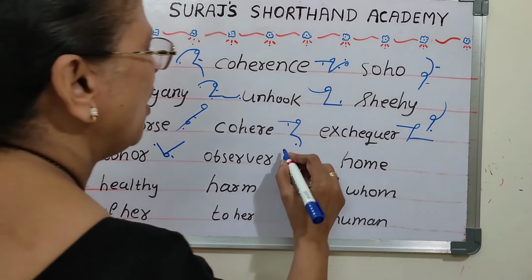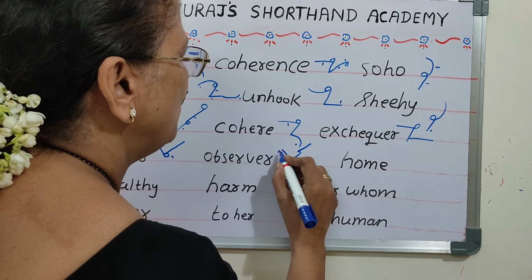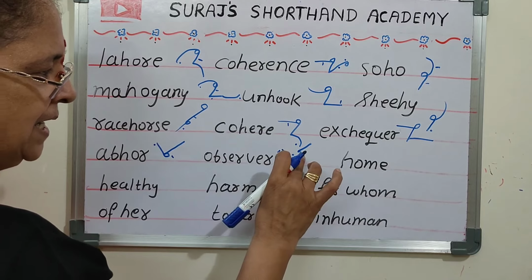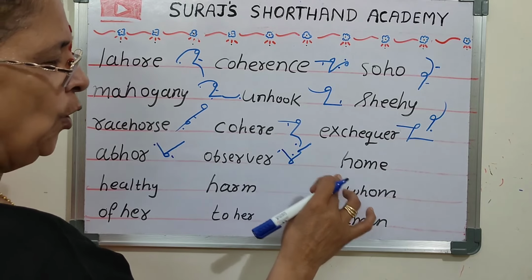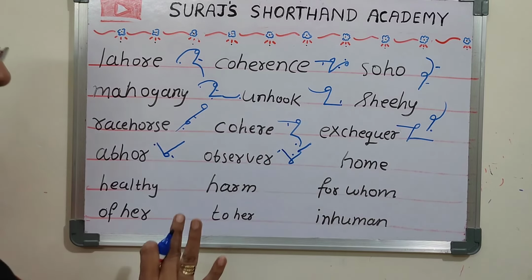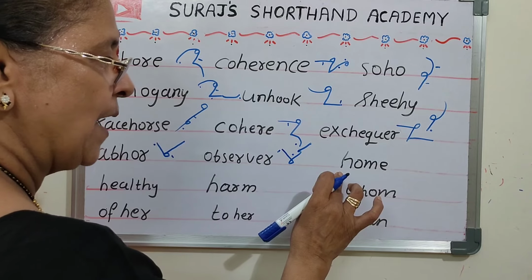Observer. Observer. Observer. Here a circle is there. Here V hook is there. Home. Now this word is a little different. Home. Now here H is there.